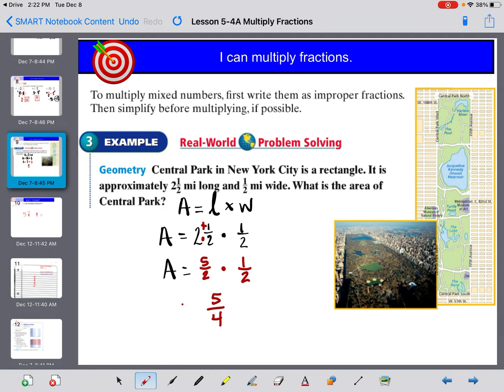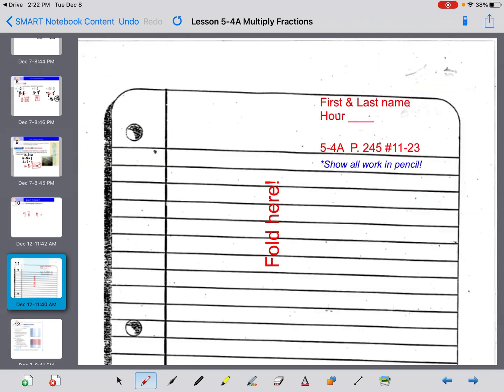5 times 1 is 5. 2 times 2 is 4. That is an improper fraction. So I get 4 goes into 5 one time, and I have 1 unit left over. So I get 1 1/4 miles, and its area, so it's square miles, is the area of that Central Park.